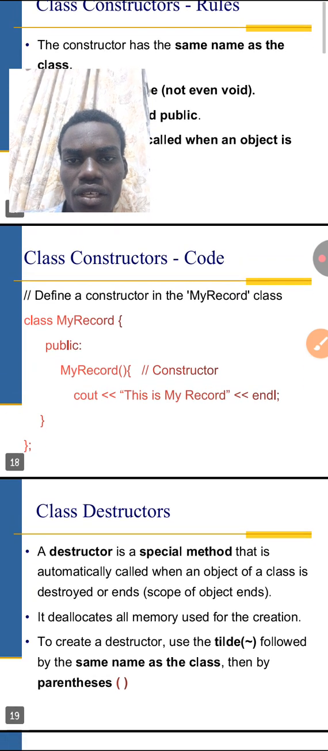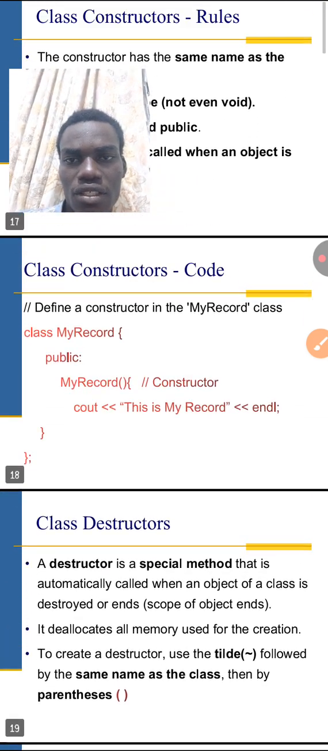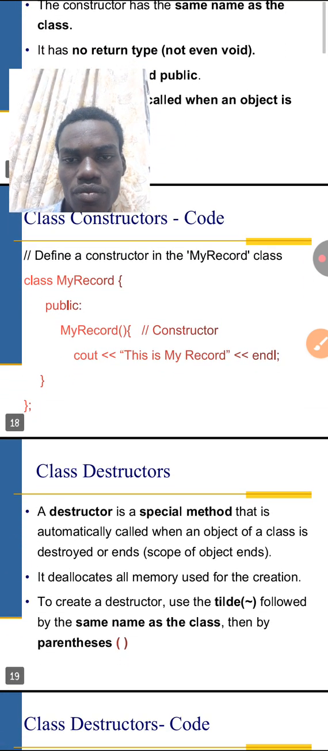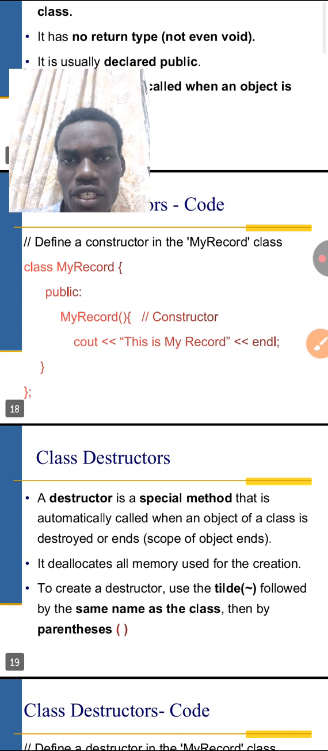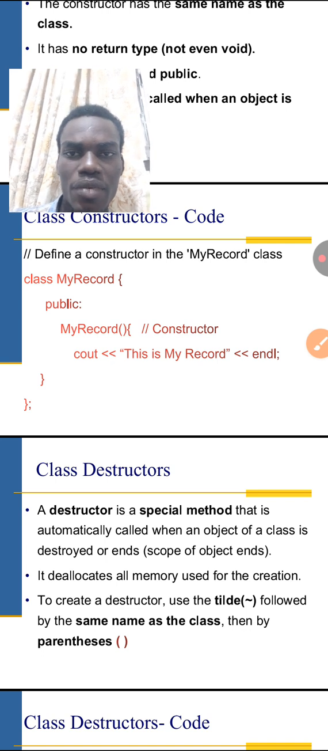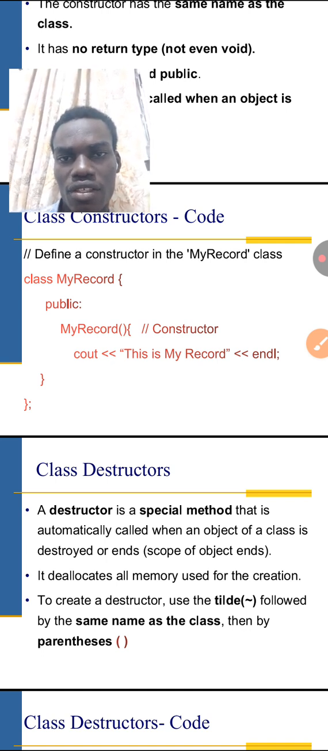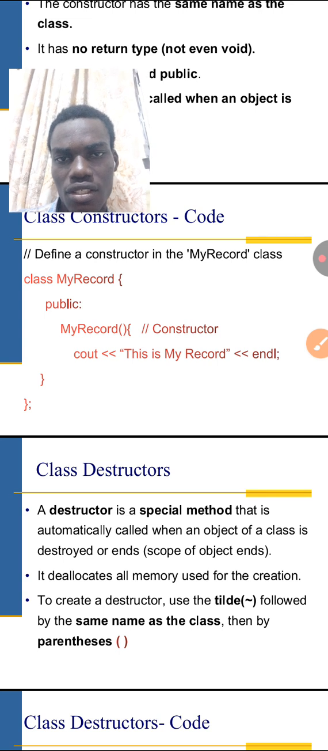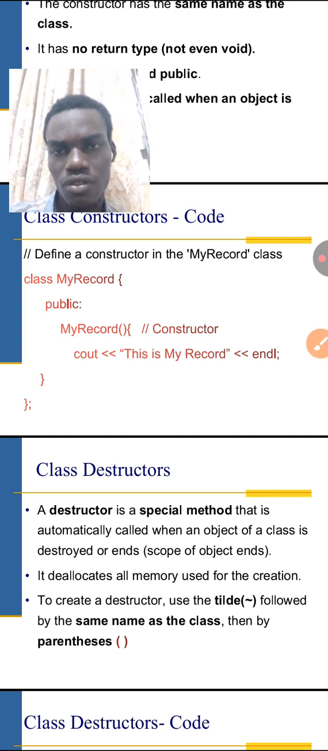So we have an example here. Here is the class, which is named myRecords, and then we have public. And for the constructor, which is myRecords, whatever is within this is a constructor. So myRecords is under public.